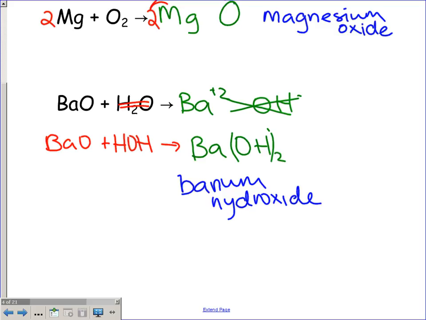So if I count, I have 1 barium on my reactant side, 1 barium on my product side. I have 2 O's on my reactant side, and 2 O's on my product side. I have 2 H's on my reactant side, I have 2 H's on my product side. So this one is actually balanced. And that is a synthesis. That is how we go about writing synthesis reactions.